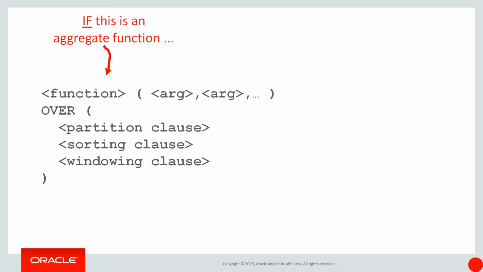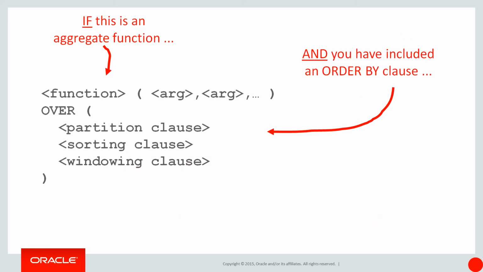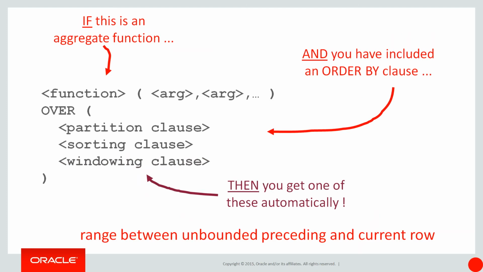Here's the rule. If this is an aggregate function, sum, min, max, etc., and you have an order by clause in the sorting clause, then you get a windowing clause automatically, and this is the default: range between unbounded preceding and current row. Now you might say, why is that the case? Well, if I just had a sum and a partition by, then the moment I added a sorting clause, it really doesn't add anything. If I want the sum of all the salaries per department, it doesn't matter what order I take the rows in. The sum of all the salaries in Department 10 is the same no matter which order I take them.